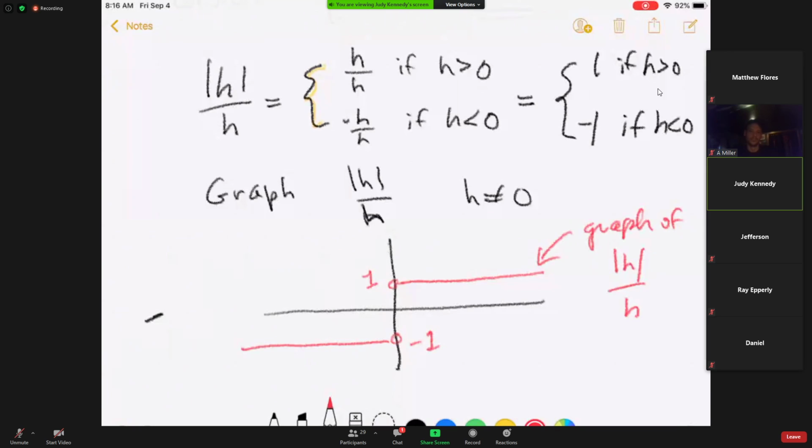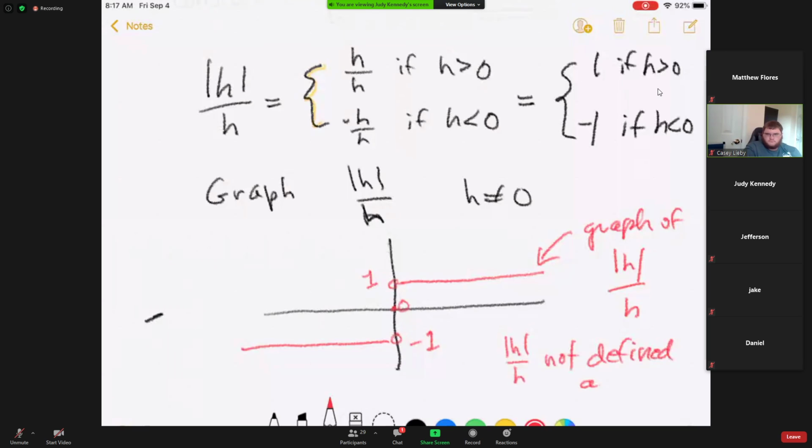Is that function continuous at 0? Let me put 0 on there. No. You've got a jump there at 0. This is not, in fact, it's not continuous. It's not even defined. So it can't be continuous.